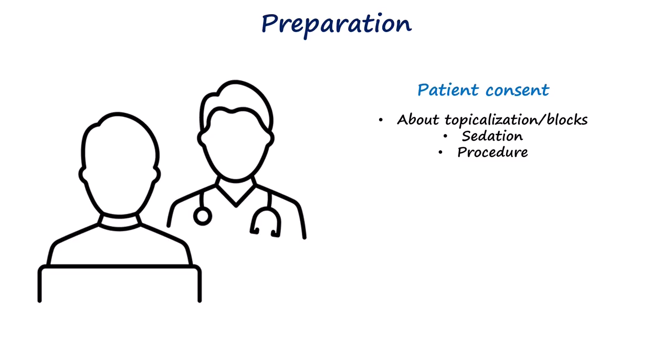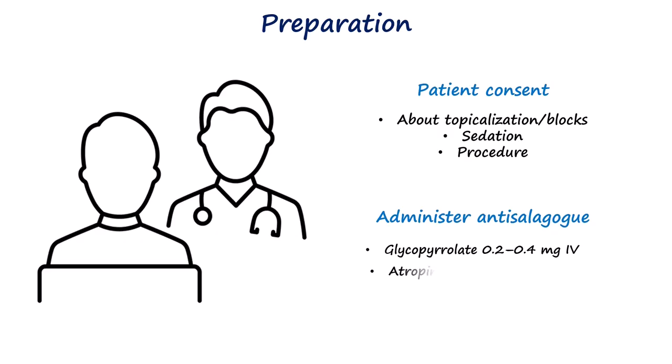It is also at this stage that an antisialagogue such as glycopyrrolate or atropine is given to reduce airway secretions, which improves fiberoptic visualization and enhances the effectiveness of topical anesthesia. Glycopyrrolate is preferred for its minimal effects on the heart and the central nervous system and is administered as 0.2 to 0.4 mg intravenously.